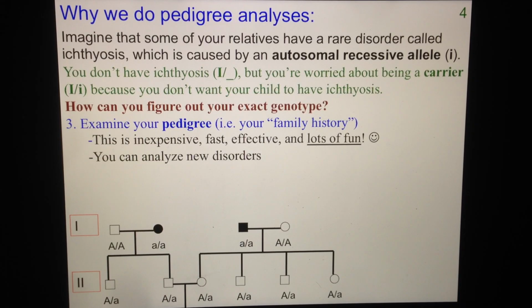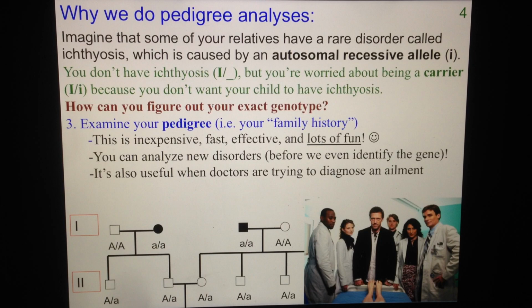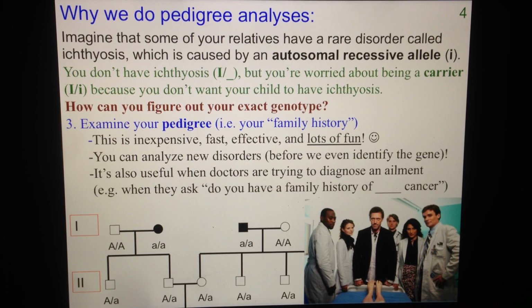Also, with pedigrees, you can study brand new disorders. So you find that somebody has some disorder that turns them Smurf blue. You can start studying it right away, even before we know what genes are causing it. It's also useful when your doctors are trying to diagnose some ailment that you have. For example, if you watch House or if you go to the doctor, quite often they'll ask you, do you have a family history of breast cancer, colorectal cancer, that kind of stuff, just so they can narrow down the possibility that a genetic predisposition to cancer might be what's ailing you.